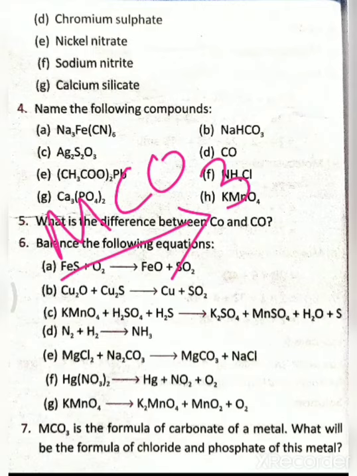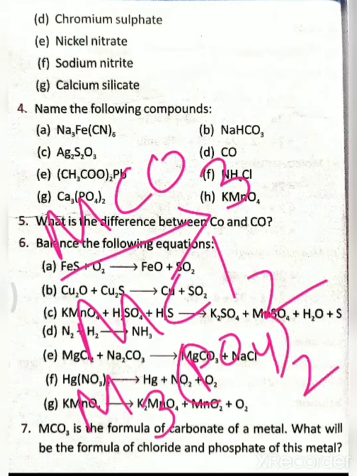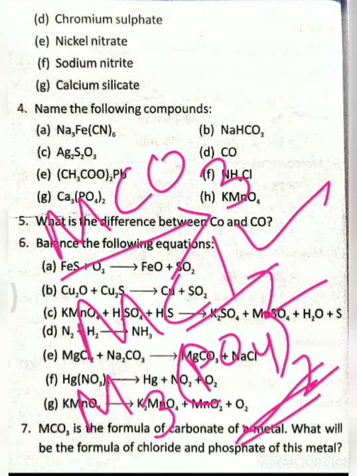Then what will be the formula of chloride? The formula of chloride will be MCl2, and the formula of phosphate will be M3(PO4)2. Okay, so this is the answer for chloride and this is the answer for your phosphate. Okay, then your next question.